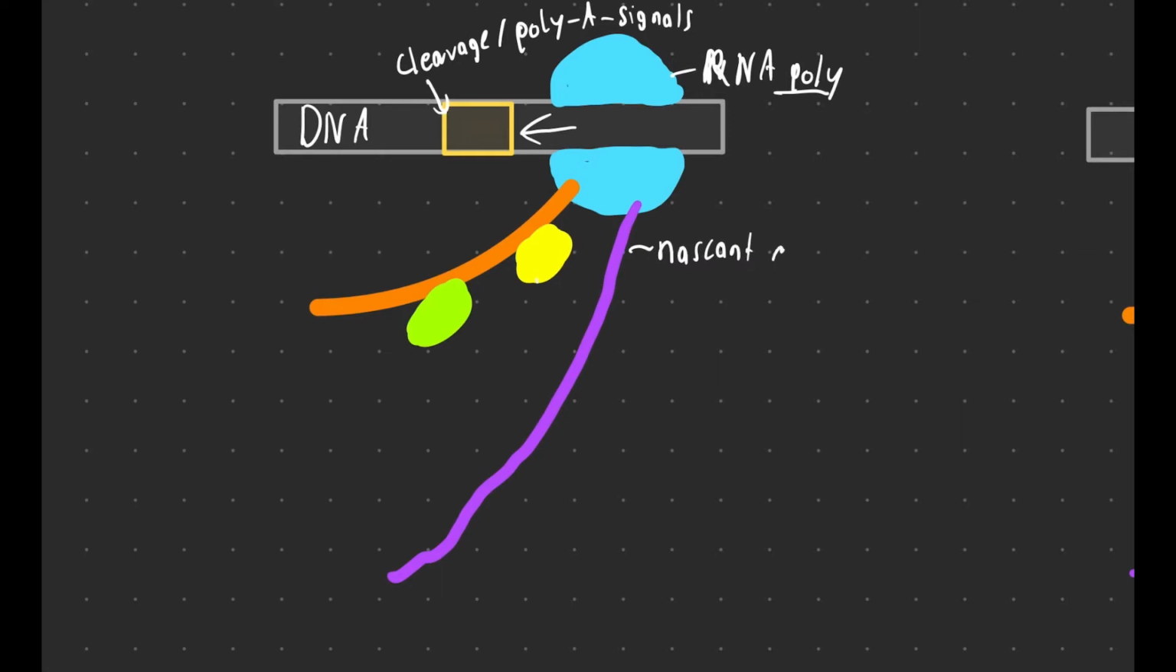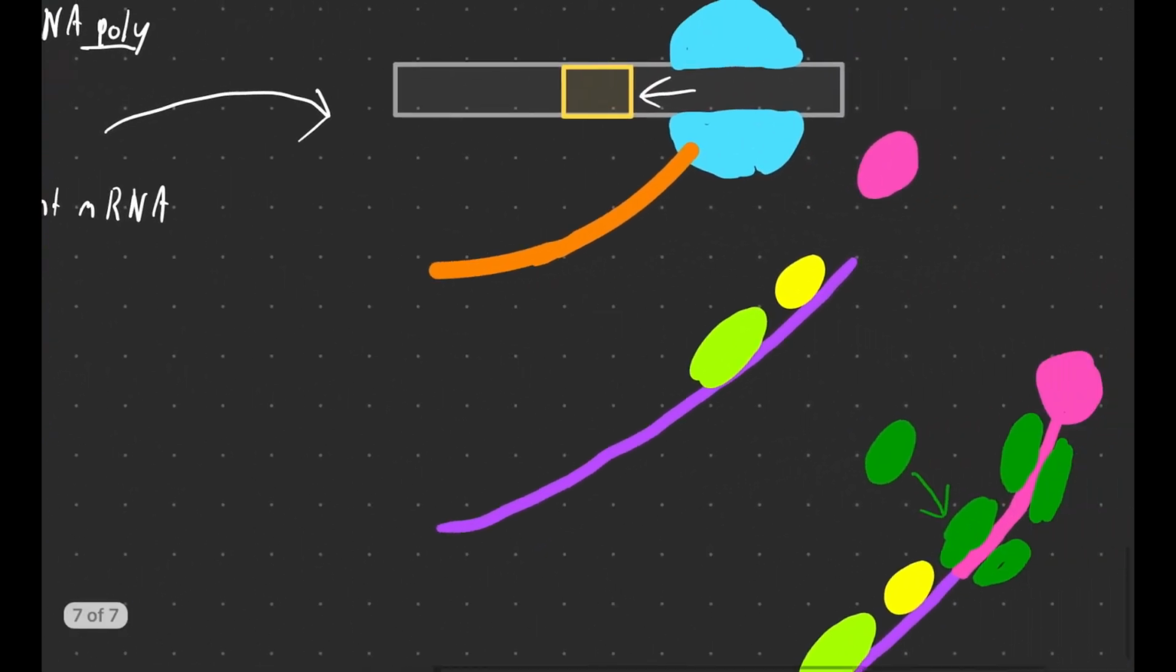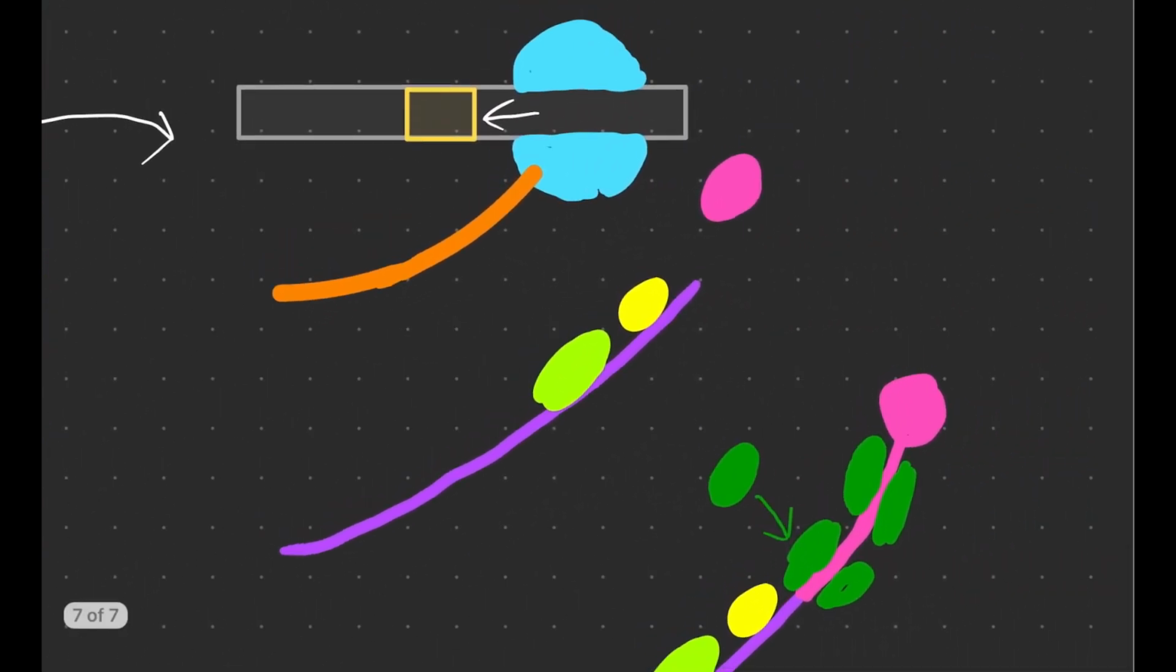nascent mRNA. And then down here we can see our nascent mRNA, and attached to the RNA polymerase tail we have our CSTF and CPSF. And so what happens is, when that little cleavage polyadenylation signal is transcribed, that signals the CPSF and CSTF to recognize that, and then the nascent mRNA is cut off, and then it moves over here.